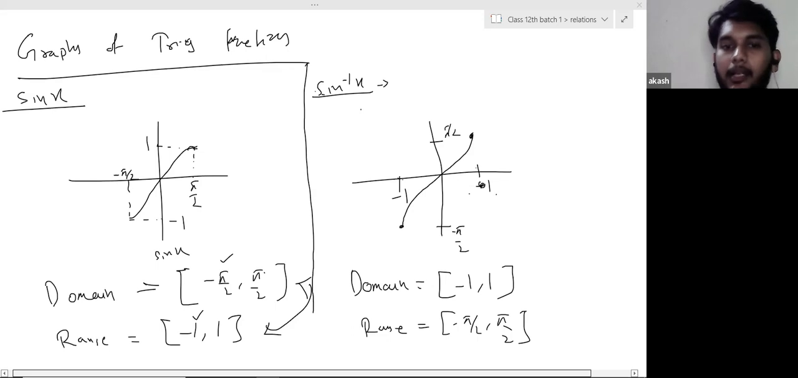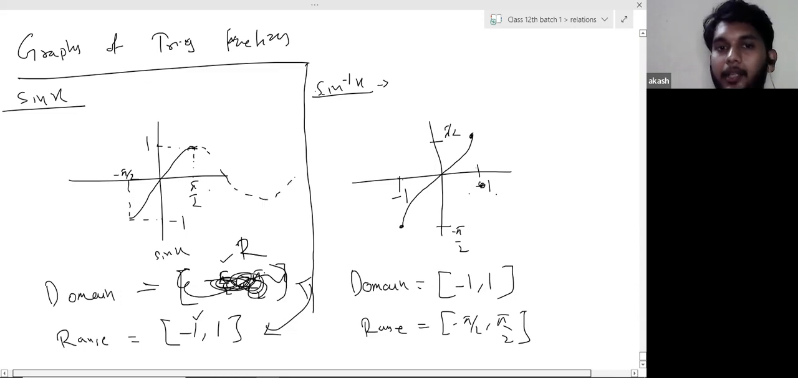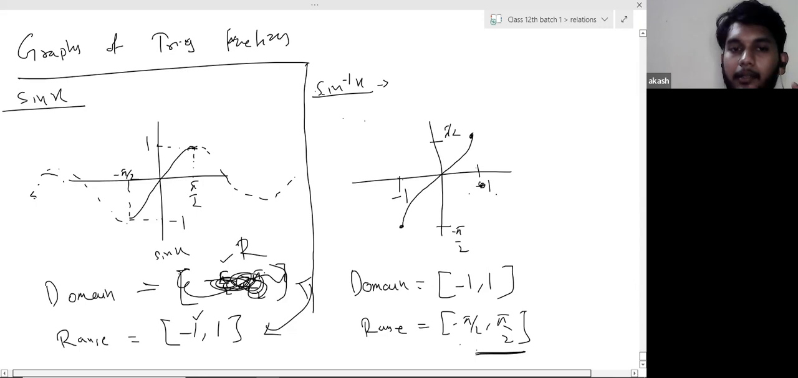And this domain, I'm talking about only principal. Just write the domain as R. All right, don't write this here, otherwise you will be confused. See, domain of sin x is R, right? We can put any value. But to calculate sine inverse x, we are restricting the domain to minus pi by 2 to pi by 2. All right. So don't write this here. That was to explain to you. Put domain equals R here.